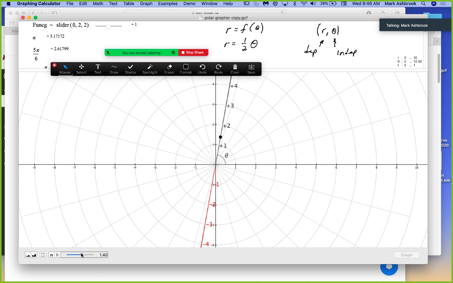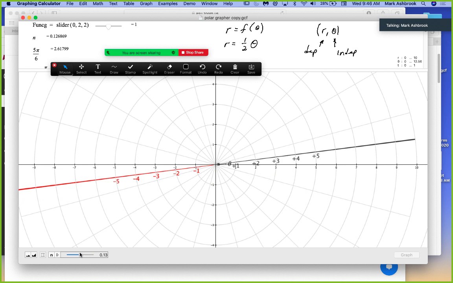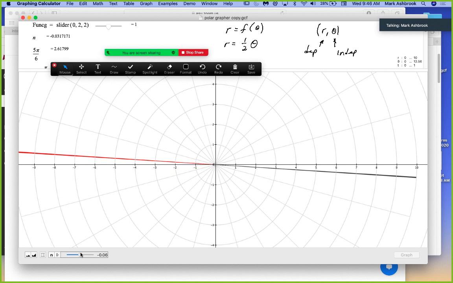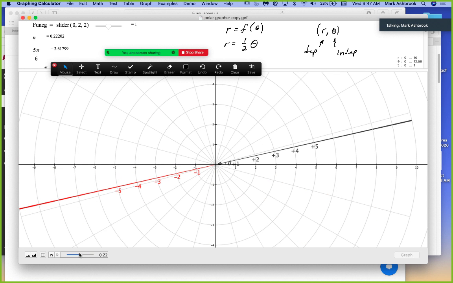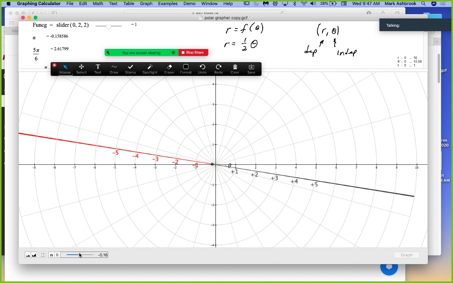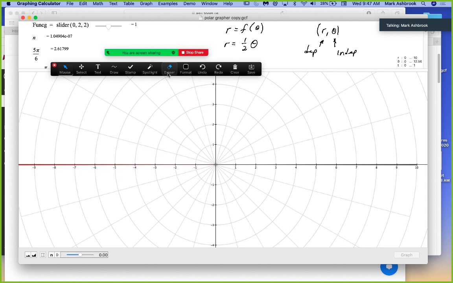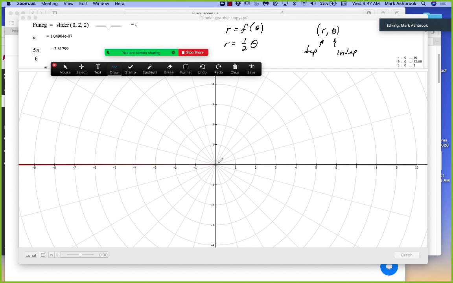So when we reach pi over 2, what is the value of r at pi over 2? Pi over 4. Pi over 4, which is what? About 3/4? A little bit more than 3/4? So when we reach pi over 2, we're going to be a little bit more than 3/4 of a unit away. This is the direction of pi over 2, and at pi over 2 we're going to be a little bit more than 3/4 of the way.